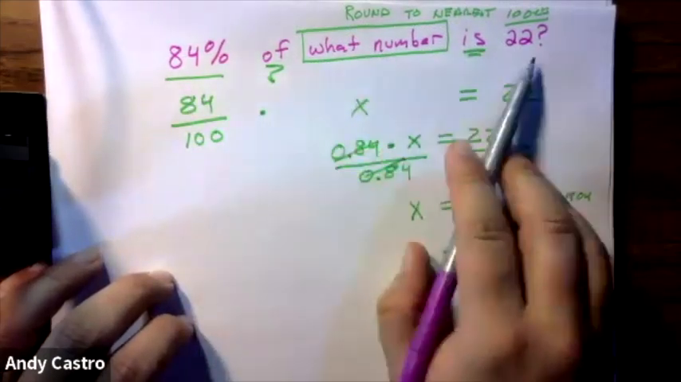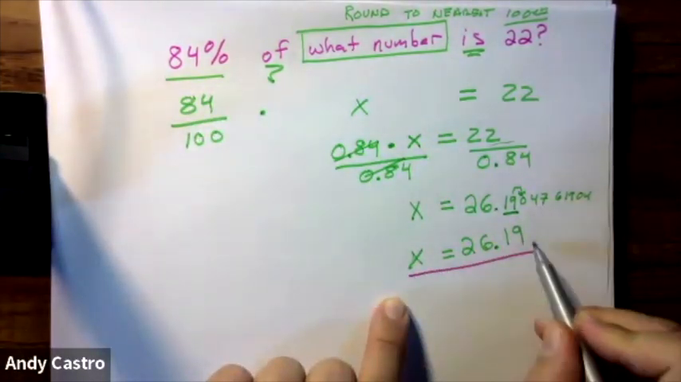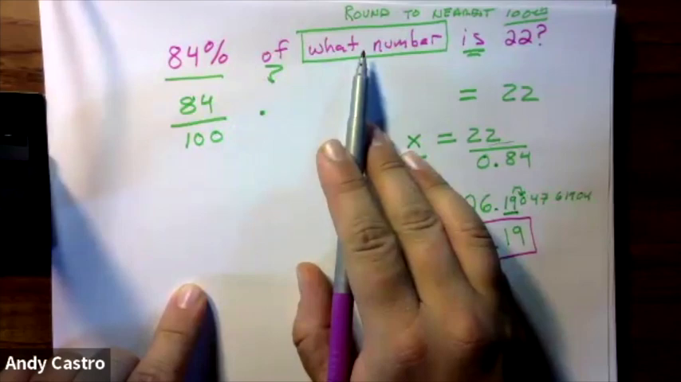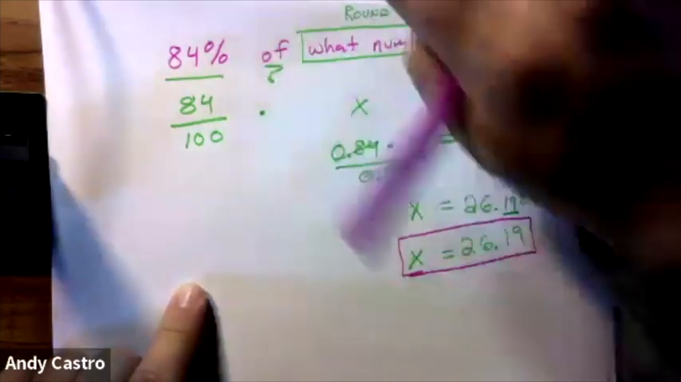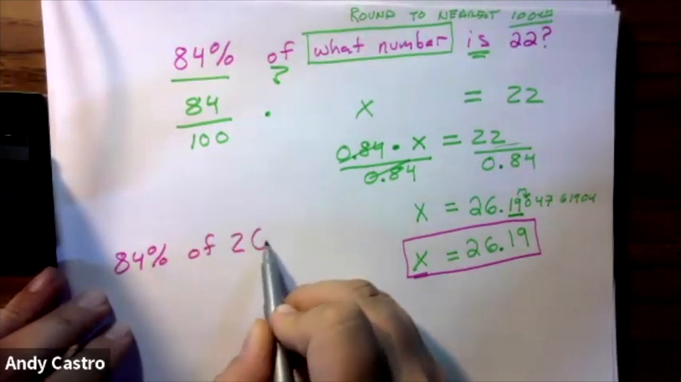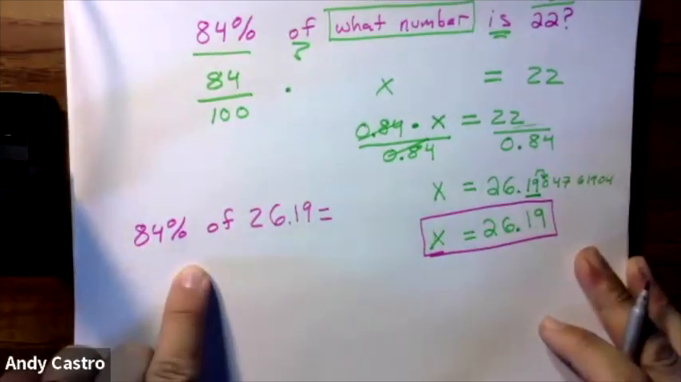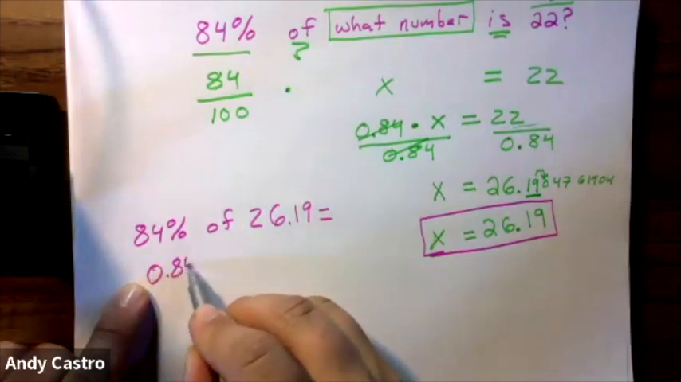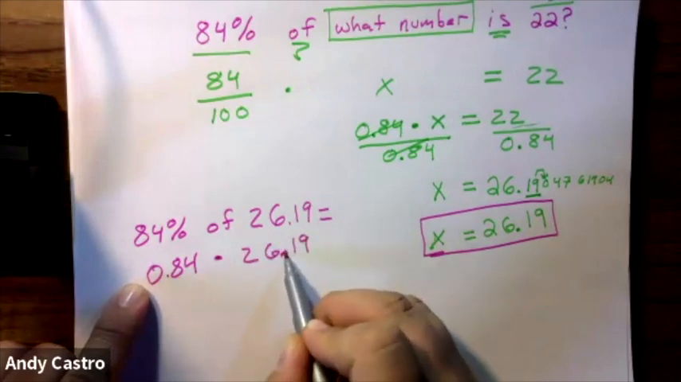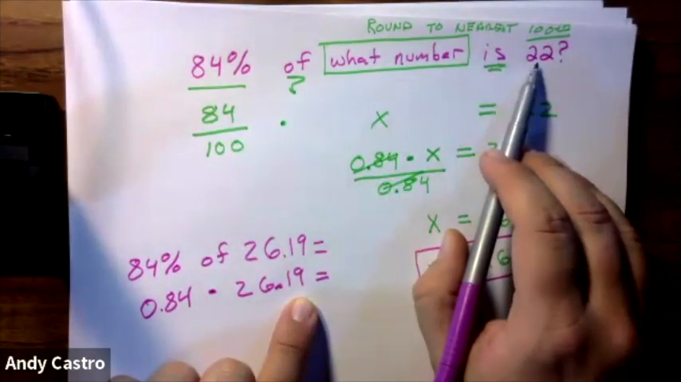84% of what number is 22? So now that I have found the number, I'm going to look at this first part and see if it's actually true. 84% of 26.19. So this is going to be 0.84 times 26.19. And what number should I get? If I was correct, that number is 22.